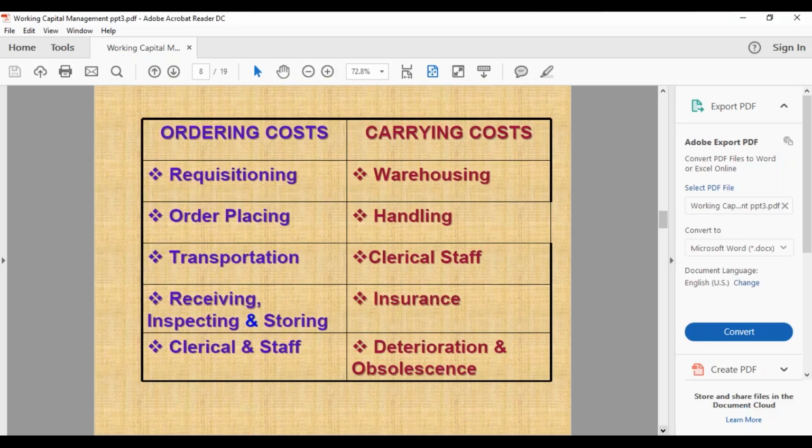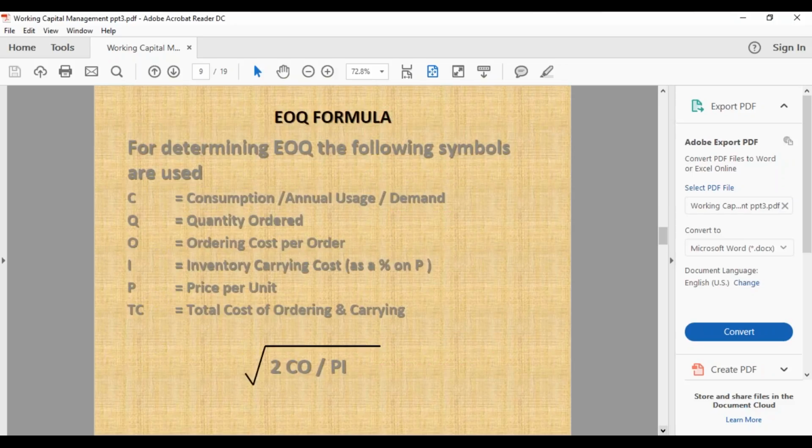Deterioration means, suppose you are keeping grocery in stock and it goes bad over time, you'll not be able to sell it with the maximum profit. You might have to give a rebate on that. So warehousing, handling, clerical staff, insurance, deterioration, and obsolescence are the types of carrying costs of the inventory.